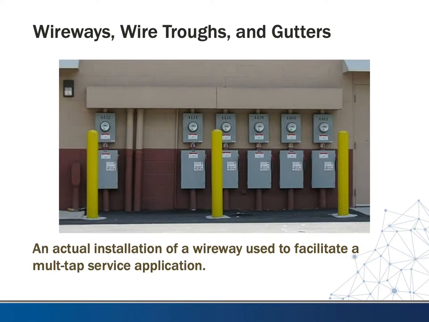So here's a picture of a wireway in actual service. They're utilizing the tap rule for multiple meters and services. So this would be like for a strip mall, so you'd have separate stores. Each store you'd want to have their own separate meter because they all want to pay their own separate electric bill. And so the main service comes in with these two conductors, these two conduits into the wire trough and runs the length of the wire trough.